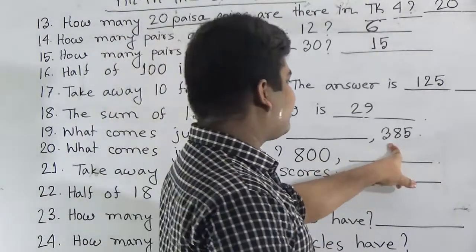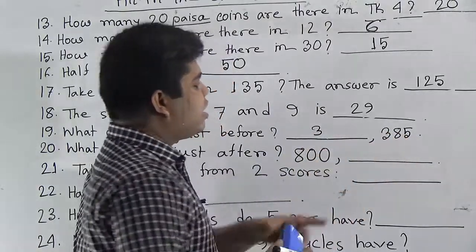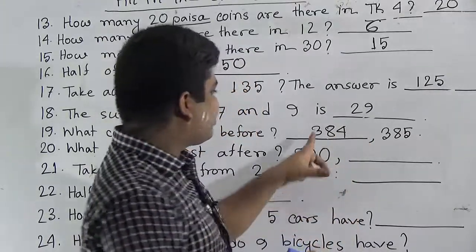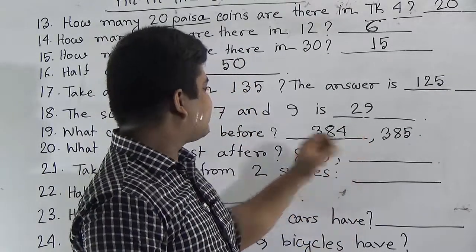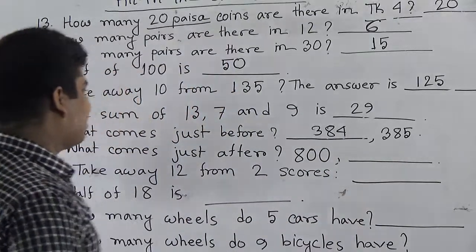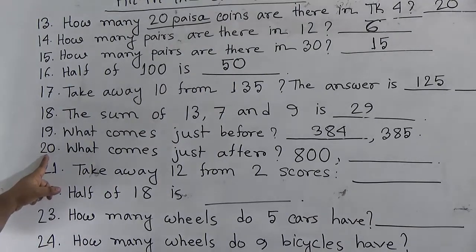The just before number of 300 is the same, that means, and 85. What is the before number of 85? It will be 84. So 384 is the just before number of 385. Okay. Number 19 question is done. Next we shall solve question number 20.